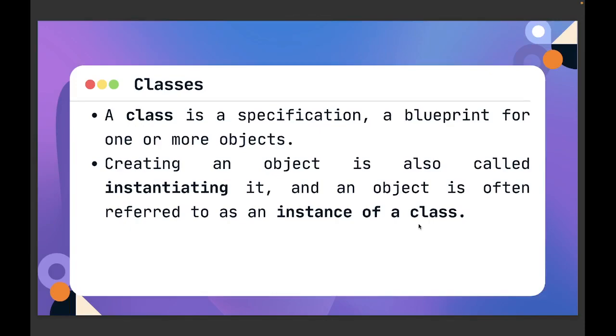Okay. So a class is a specification, a blueprint for one or more objects. So creating an object is also called instantiating it, and an object is often referred to as an instance of a class. So, di ba? Yan naman talaga yung logic. Pag meron kayong class, and you want to use that one as an object, you are going to instantiate it. If you remember in your OOP, di ba?